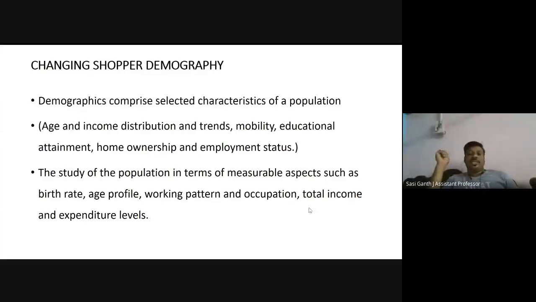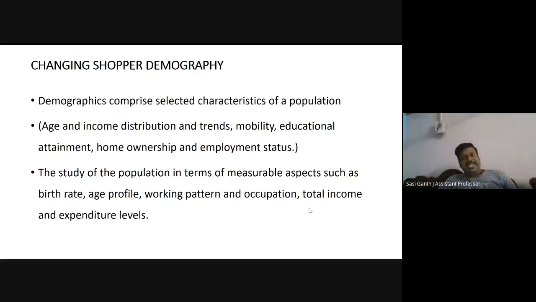Then the employment status, where he is currently working, which company he is working for. So the study of the population in terms of measurable aspects, where you can go for birth rate, age profile, work pattern, and occupation. At the end of the day, you need to collect the total income and expenditure level also.